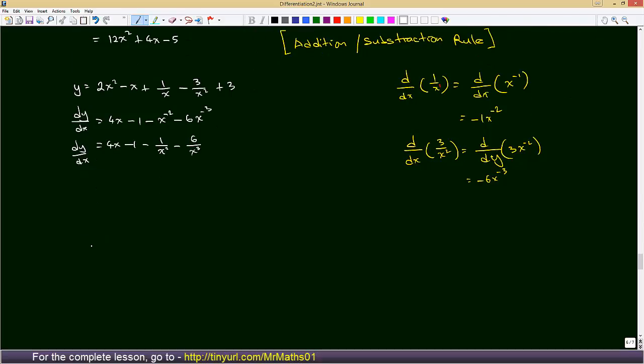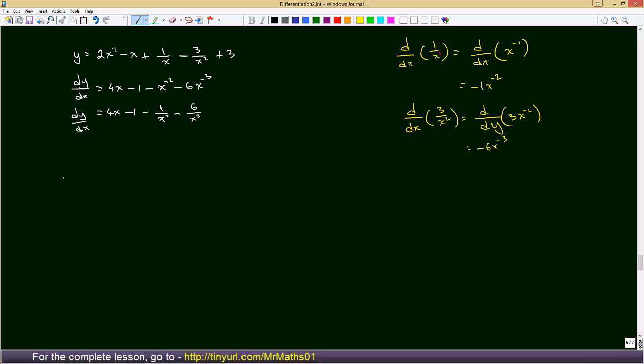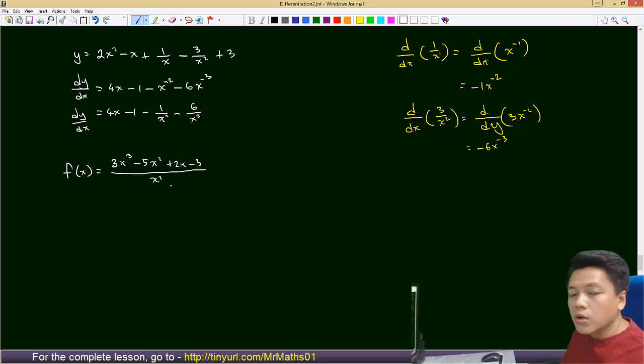Another example. The last example, I'm going to put it into a function format like this. f(x) is equal to 3x cubed minus 5x squared plus 2x minus 3, everything over x squared. So how do we perform differentiation? We are not going to use dy/dx here. Why? Because variable y is non-existent in the third example. So we need to have a new representation of the first derivative for a function like this.